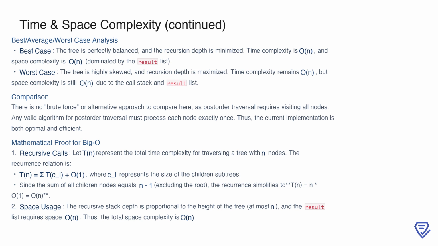Mathematically, the recurrence relation for time complexity is T(n) equals the sum of T(C_i), plus O(1), where C_i represents the sizes of the children's subtrees. Since the sum of all child subtree sizes equals n minus 1, this simplifies to T(n) equals O(n). For space usage, the recursive stack depth depends on the tree's height, up to n in the worst case, and the result list contributes O(n), resulting in a total space complexity of O(n).